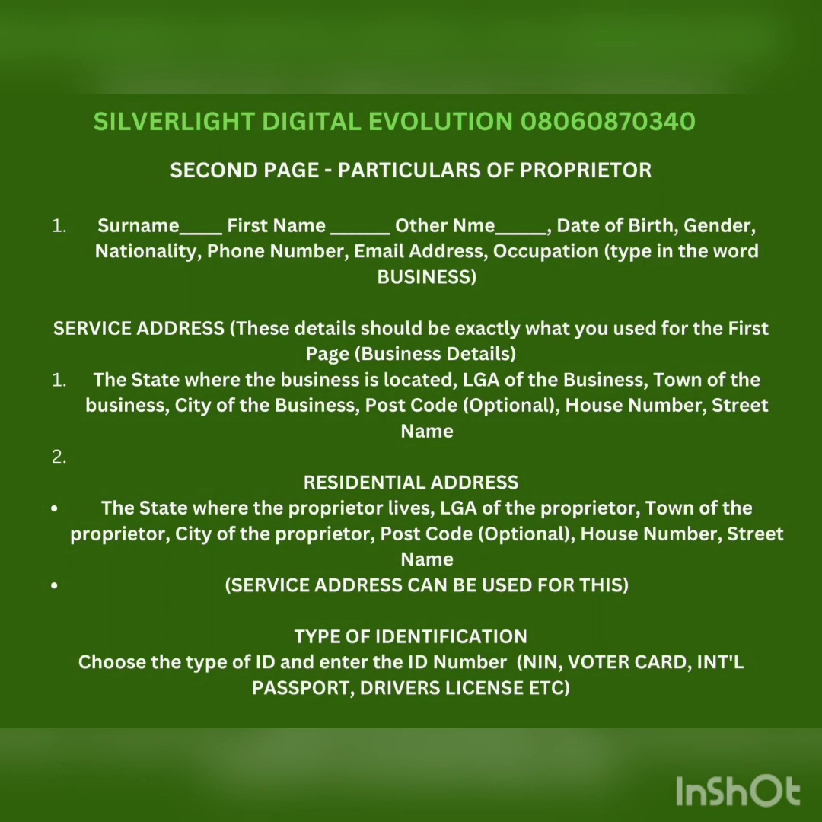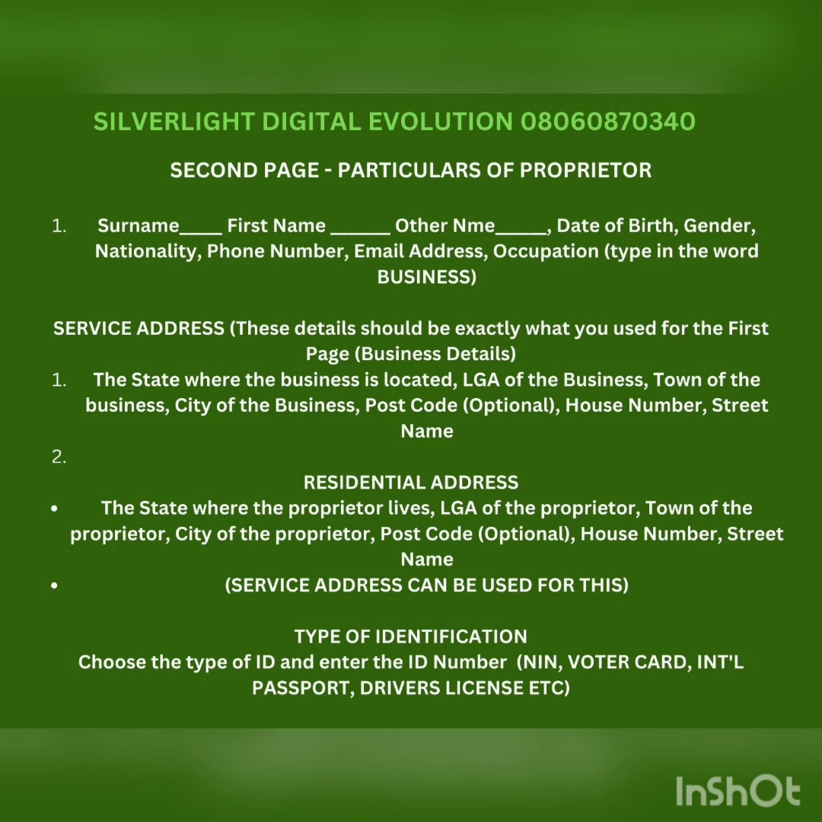So occupation is business. Then under service address means where the business is going to be carried on. Then you put the address that you already put in the first page. It must be the same, because in the first page, that is where you describe the business detail. So the address you put in the business detail is the same address you're going to put in the service address. Don't make mistake about this.